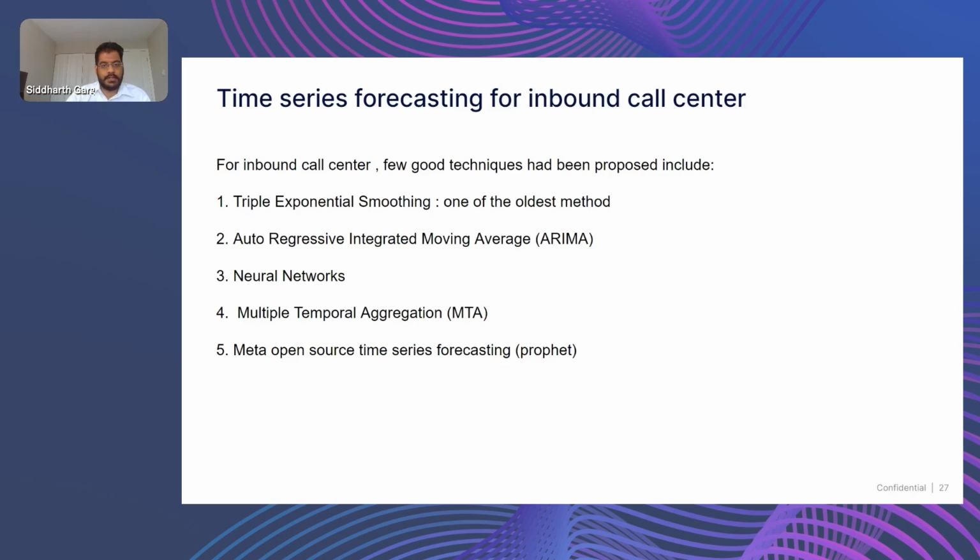But these are some of the various methods which can be used for the inbound call center. First is triple exponential smoothing, one of the oldest methods which has been used to smoothen various anomalies in the time series, and then we can apply the forecasting.